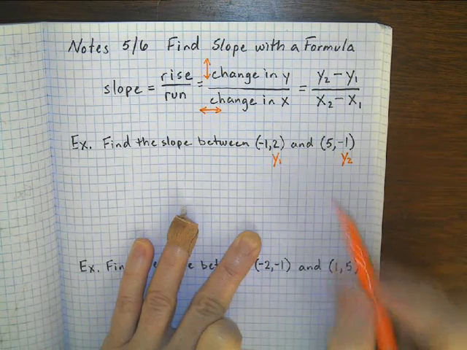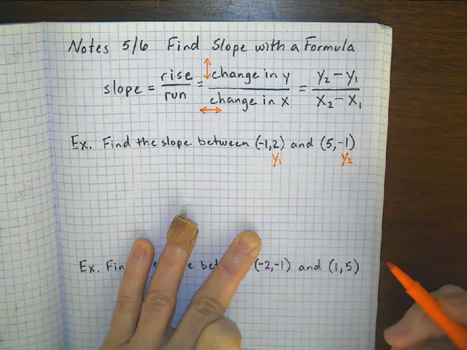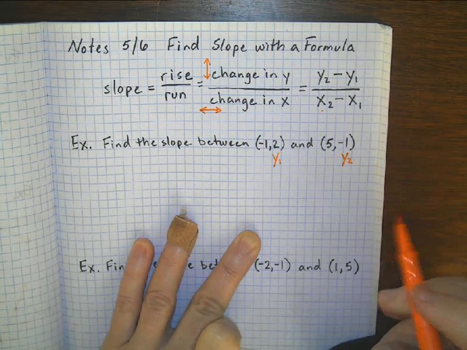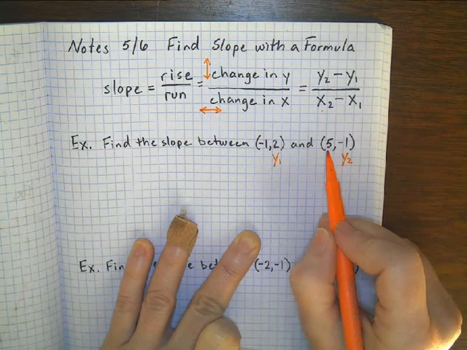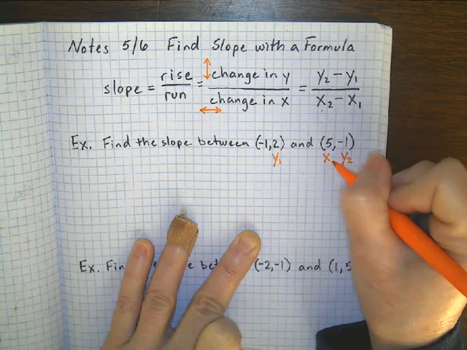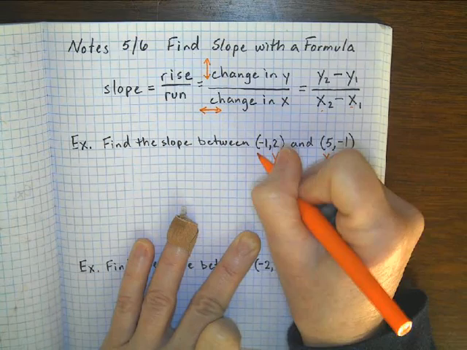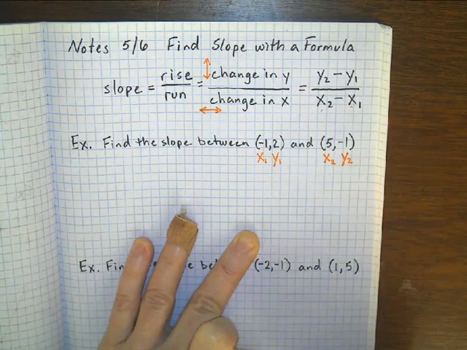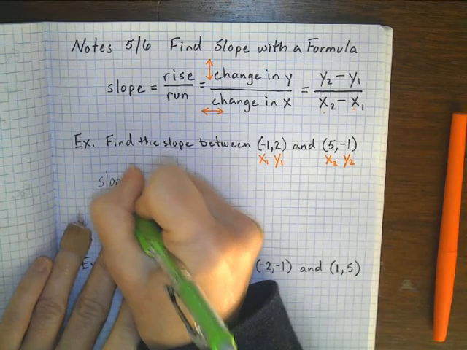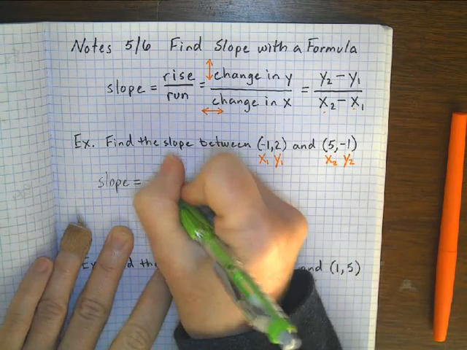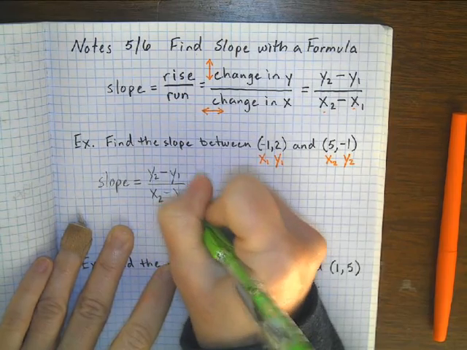Okay, I'm going to subtract those two numbers. This number and this number will get subtracted from each other. Then in the denominator, I'm going to subtract the x's. X sub 2 means the second x. This is the second x because this is the second point. And x sub 1 means the first x value. Okay? So we are going to do our formula. Our slope is going to be equal to y sub 2 minus y sub 1 over x sub 2 minus x sub 1.